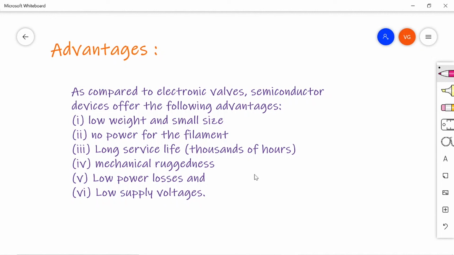They are valves. Electric valves are tubes constructed with a glass structure and are bulky. Coming to the semiconductor material, the size is very small. Similarly, there is no power needed for the filament. If you see the tube, you have a filament and a cathode. So initially to start, we need the power. Here, there is no need. Compared to the tubes, the semiconductor materials have longer life and also ruggedness. Power losses are also less and it requires less supply voltage.